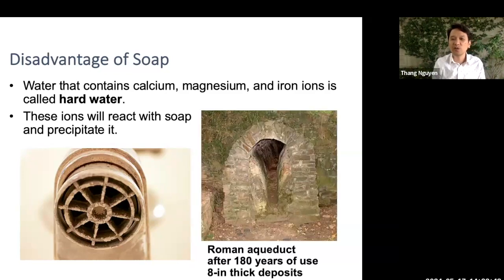Now, we're not the only ones who have that issue. Seen here in this picture is a Roman aqueduct after 180 years of use. And you can see it has a very thick layer of that deposit over time. You see that? From here to here was the usual tunnel, right? But over time, this calcium or mineral buildup narrows it so much that almost half or more than half is gone, right? So that's the disadvantage of using a soap if you have hard water.